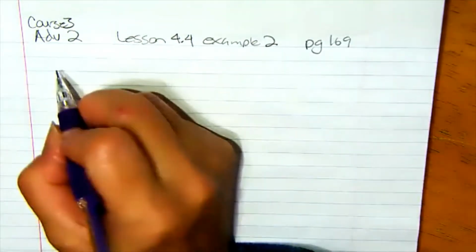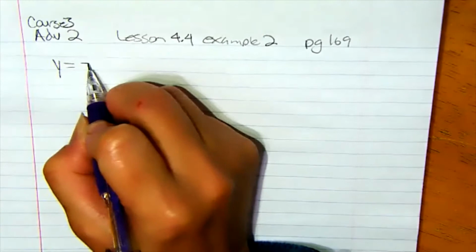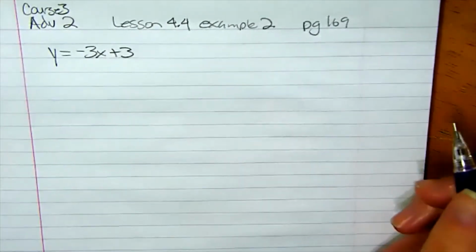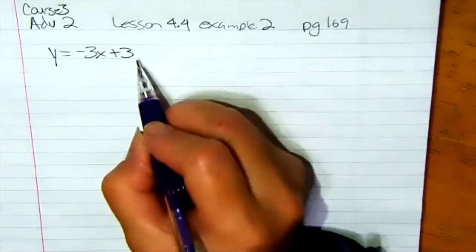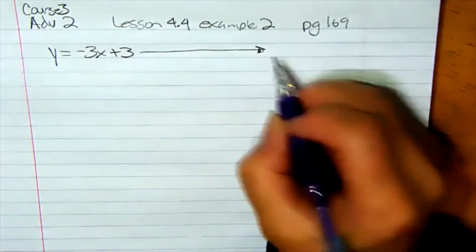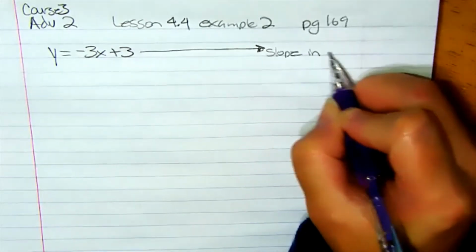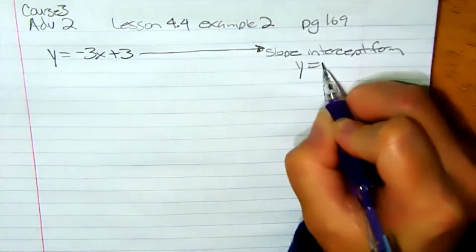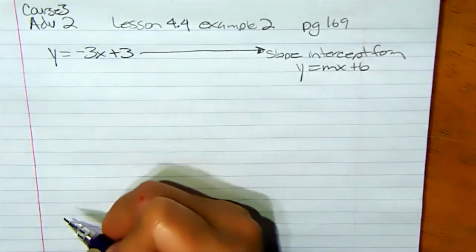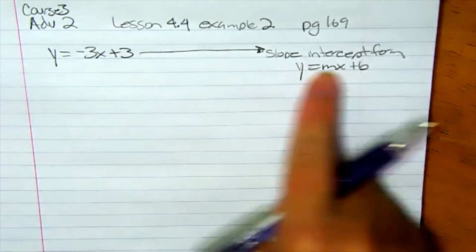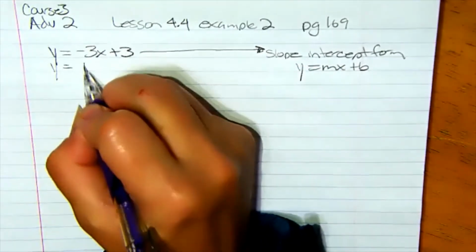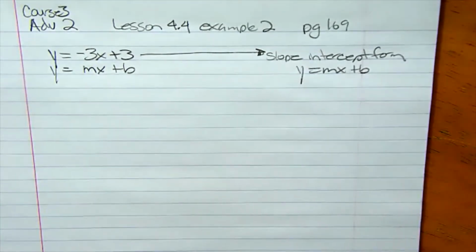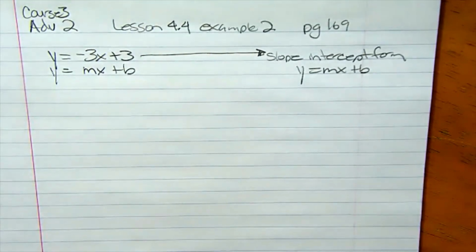Okay, the book gives us this linear equation, y equals negative 3x plus 3. So first of all, is it in slope-intercept form? y equals mx plus b. I don't know. Let's slide this over and see. y equals mx plus b. It looks like it is in slope-intercept form.